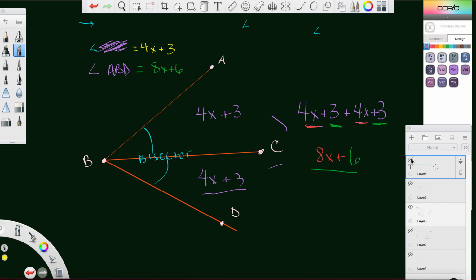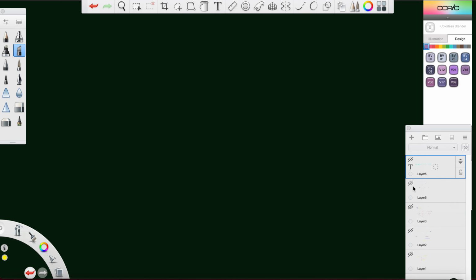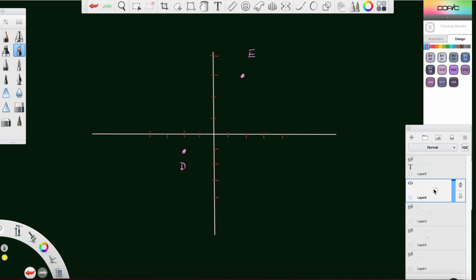Last but certainly not least, let's bring this up. All right. Dudes, this is what you hate the most. Find the distance between D and E. Okay, well, I just roughed this out.